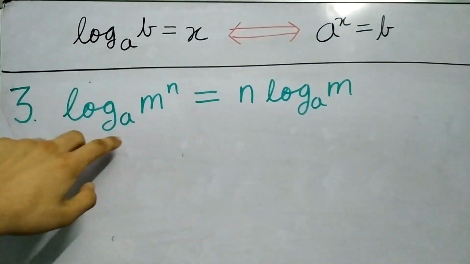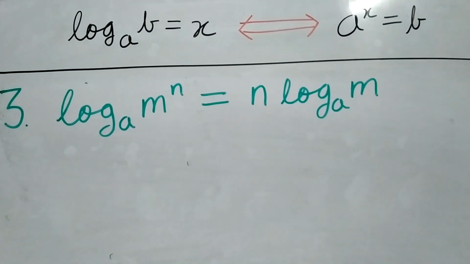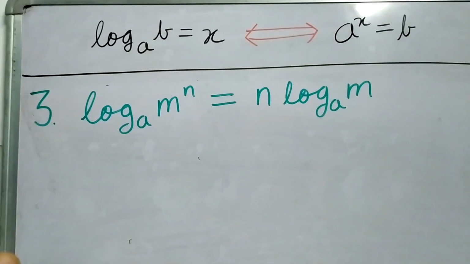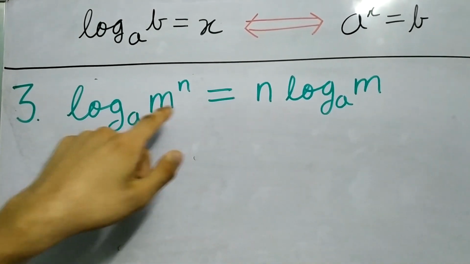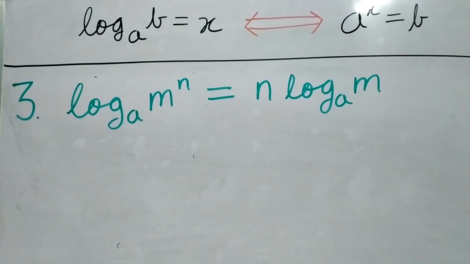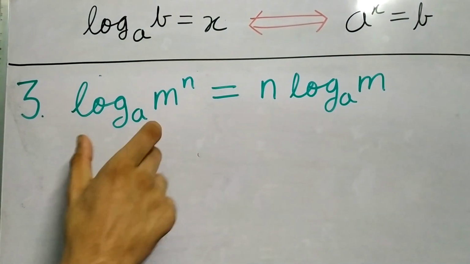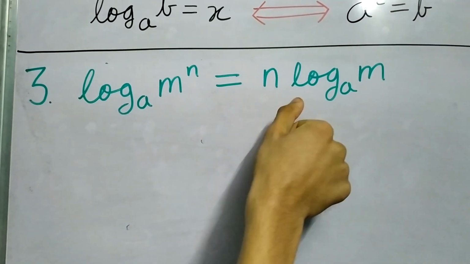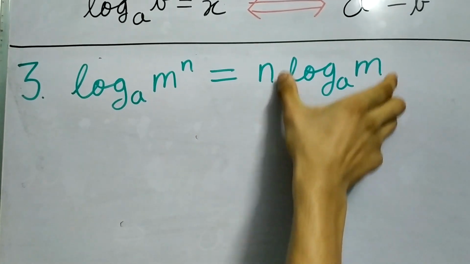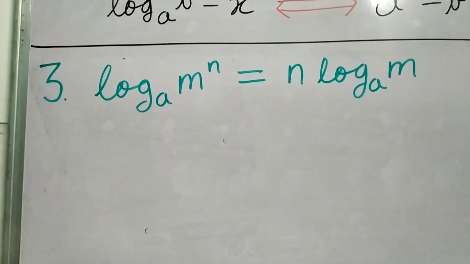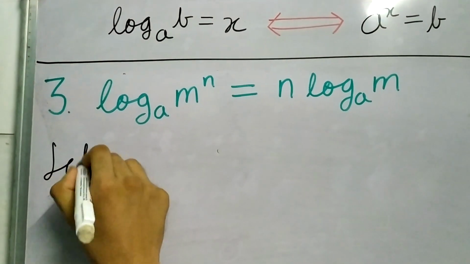Log base a of m to the power of n is equal to n times log base a of m, which means if you have some power of m, you just pull that out and multiply with this thing. That is what it means. Let's see how it's done.